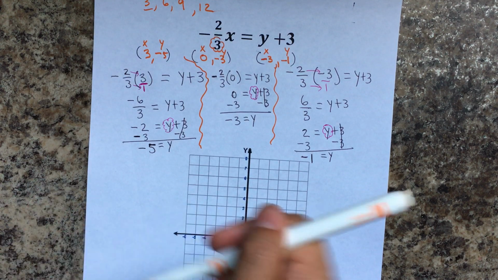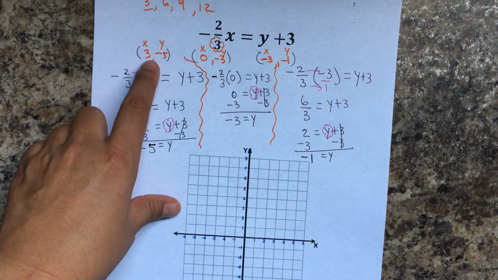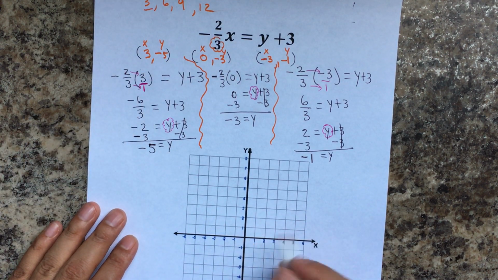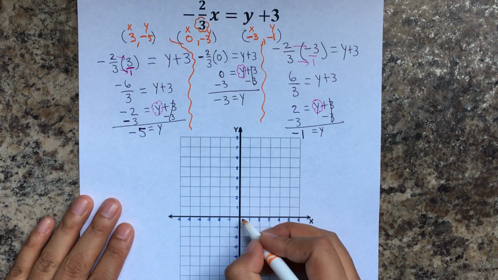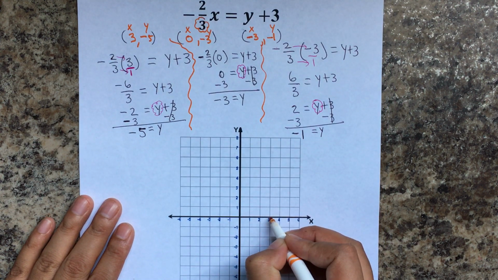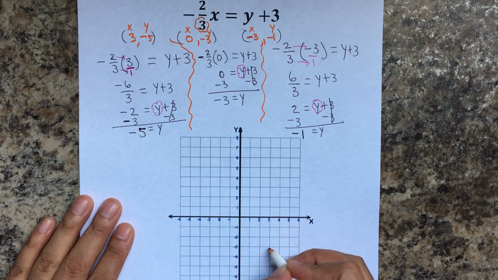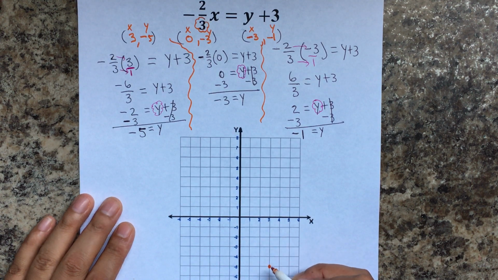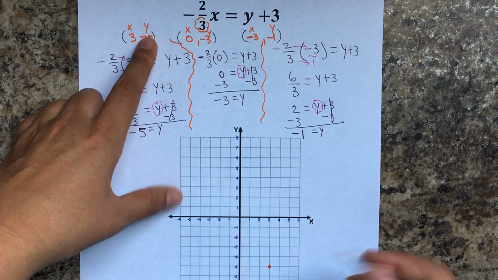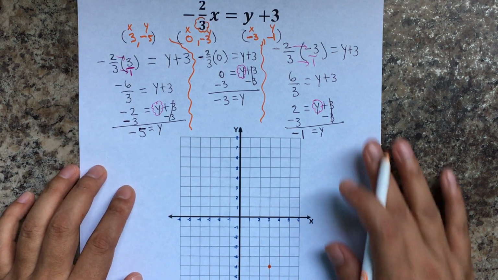So let's start graphing those points. 3, negative 5. So remember that the first one is on x. So 3, 1, 2, 3. And then negative 5, 1, 2, 3, 4, 5. Since it's negative for the y, you go down. Okay, that's our first point.